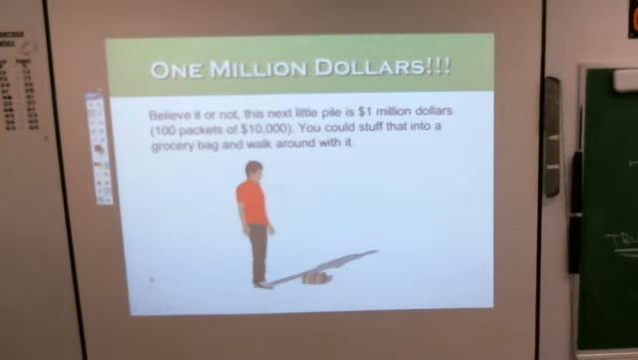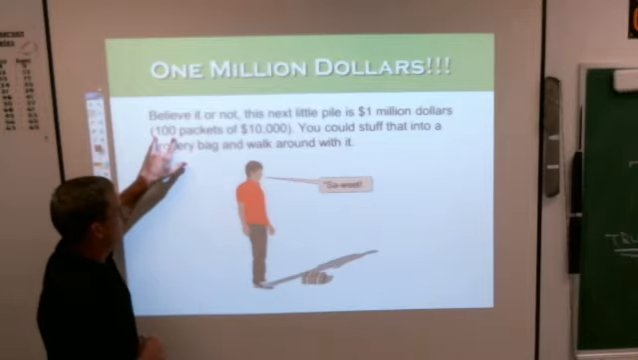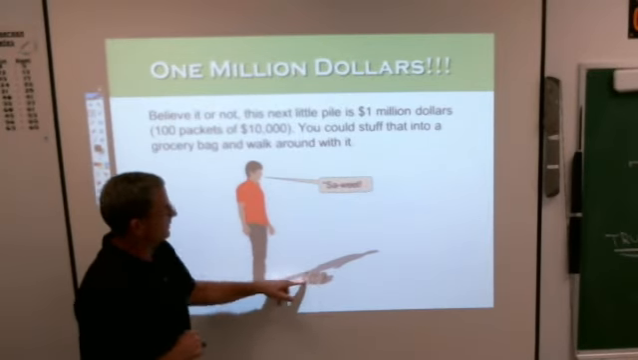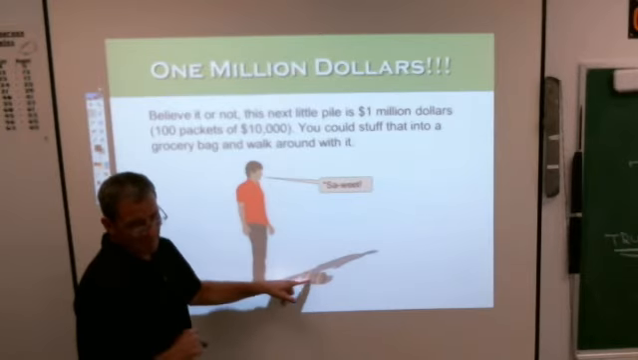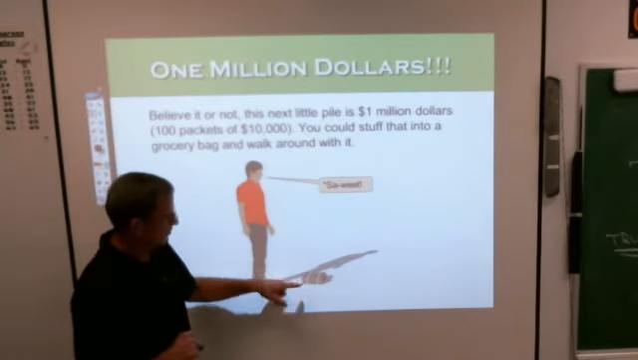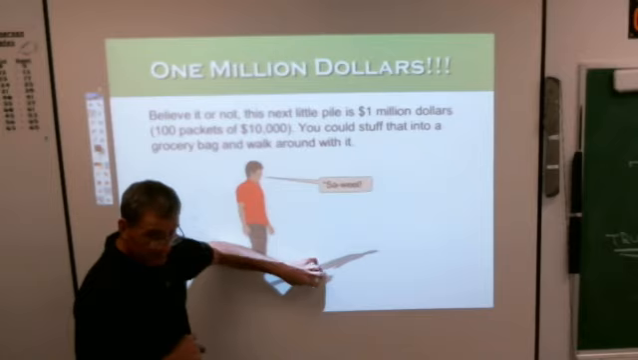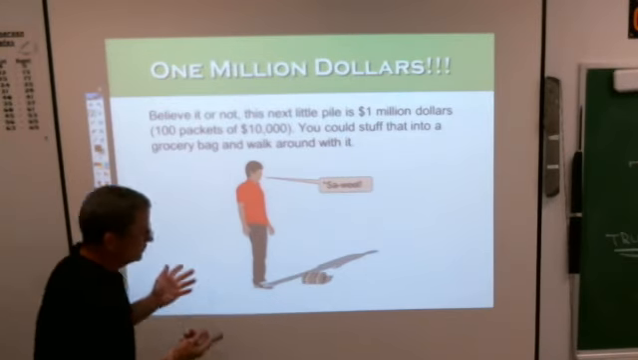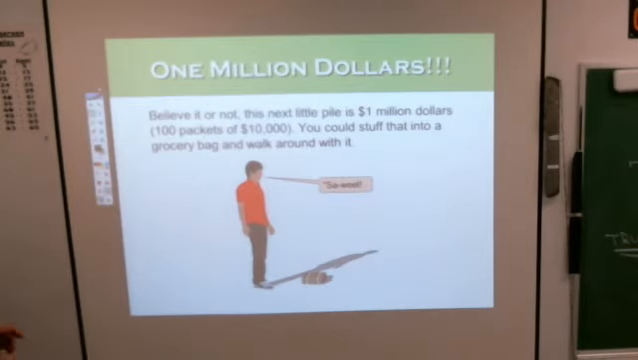All right. If you took 100 of those little packets and stacked them up, right there is $1 million in $100 bills. See how tall the guy is compared to the little stack down there? That's actual real life. You'd have 10 rows of 10 or whatever it is. Or you could stuff that into a grocery bag. You could put $1 million in a grocery bag and walk around with it.